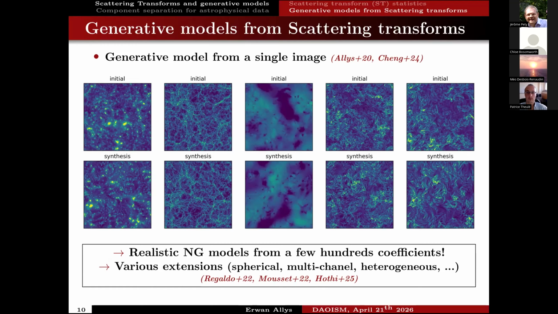And if you look at the summary statistics, they are very well reproduced: power spectrum, histogram, bispectrum, Minkowski functionals, up to a few percent usually, but keeping in mind that these statistics vary over several orders of magnitude, okay? And what is very good is that this is the same model that has been used to construct all these different processes, just with different summary statistics, and this model can be written with only a few hundred coefficients. So it's a very low dimensional model. And there have been various expansions: spherical, multi-channel, heterogeneous. I won't enter into the details.